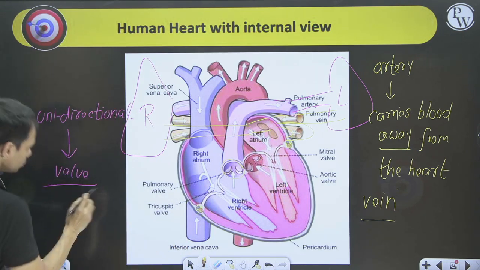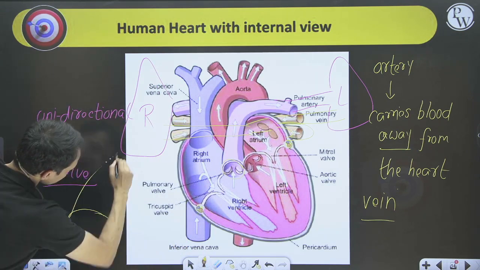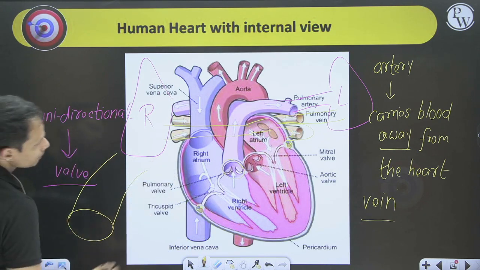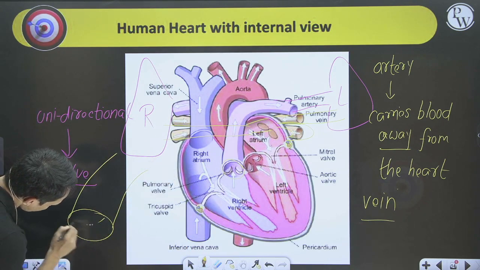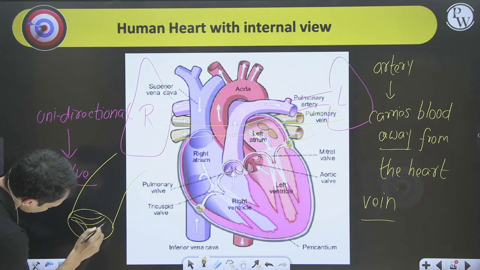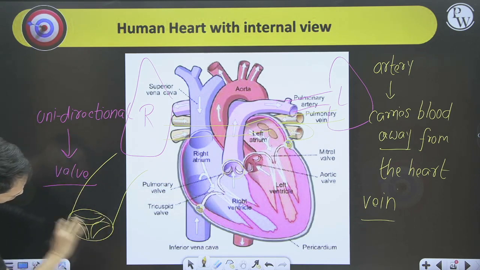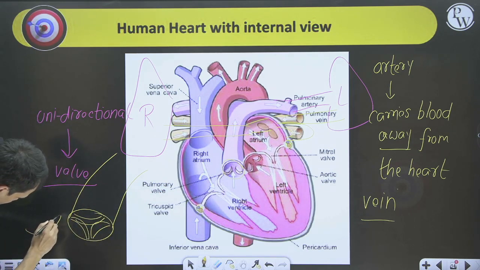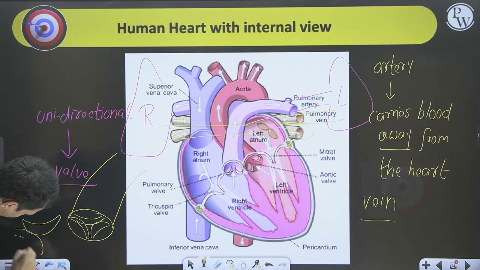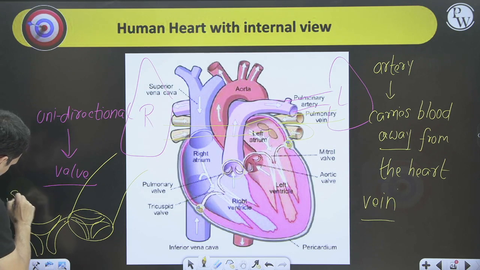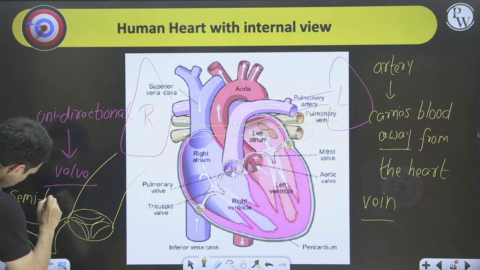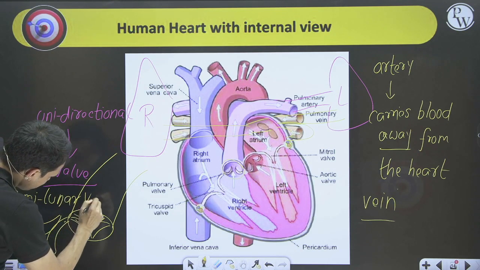Okay. So if you look at this, this is the pulmonary artery, and you see there are three moon shaped cusps, like half moon shaped, right? That's why it is called semi-lunar. Lunar means moon. Semi-lunar valve.